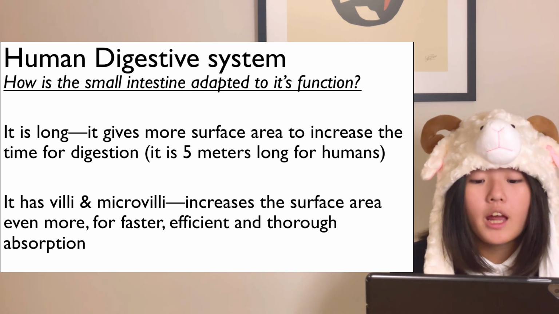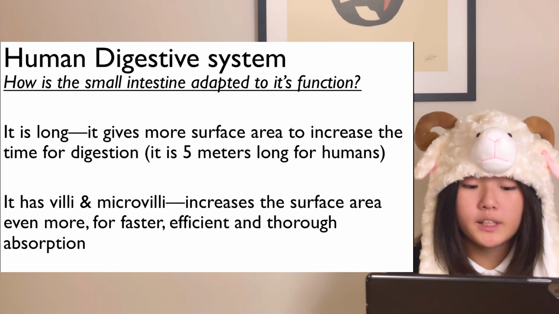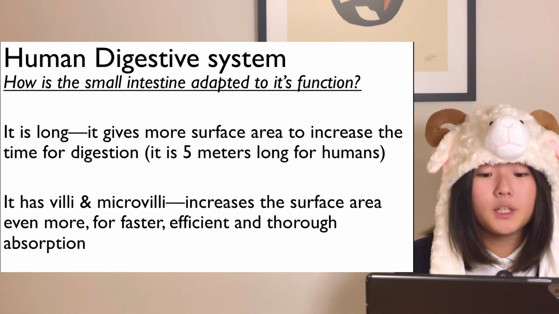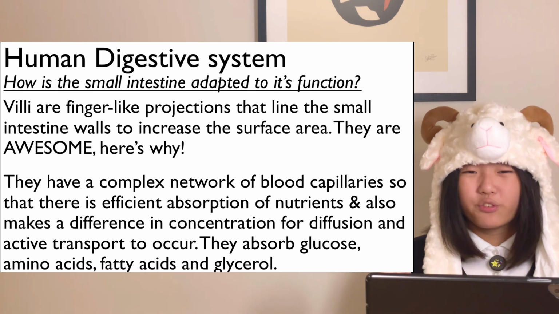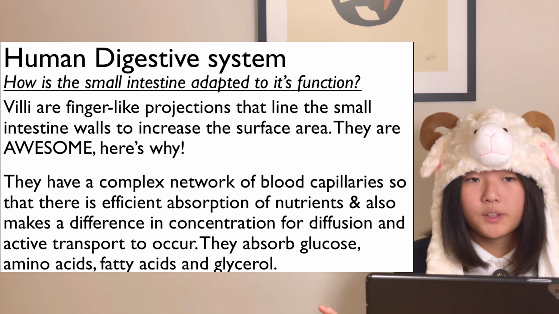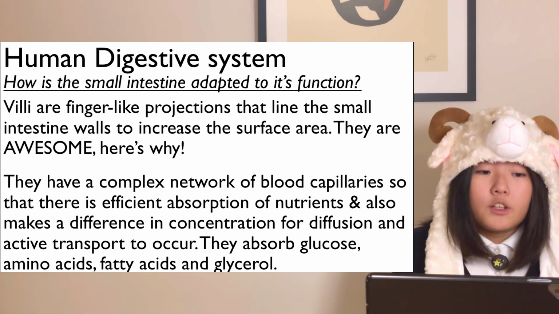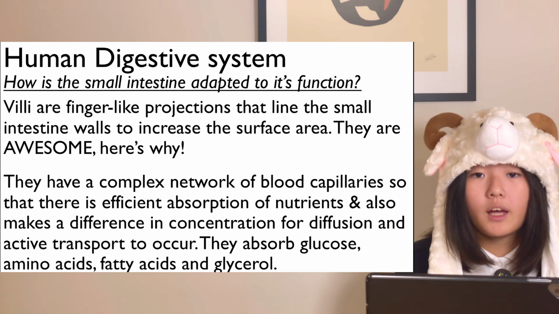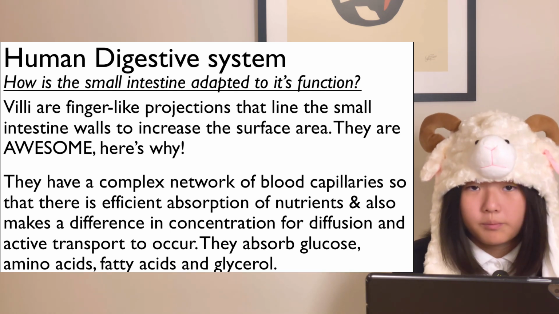It has villi and microvilli. It increases the surface area even more for faster, efficient, and thorough absorption. Villi are like finger-like projections that line the small intestine walls to increase the surface area a lot. They're so small, so many villi can fit into the small intestine. And they're really awesome. Here's why.